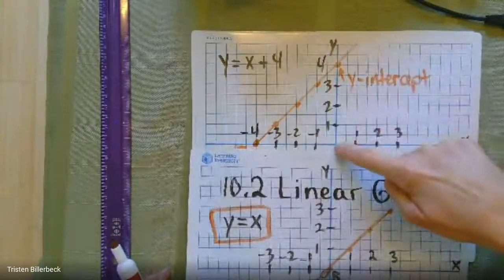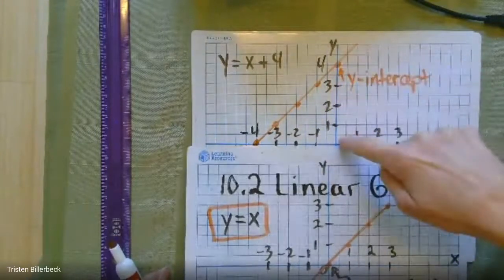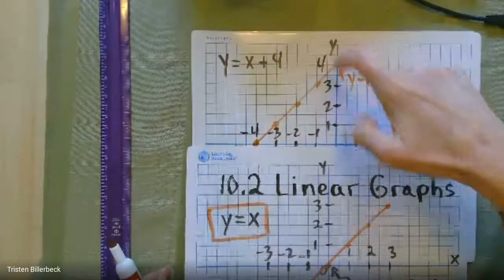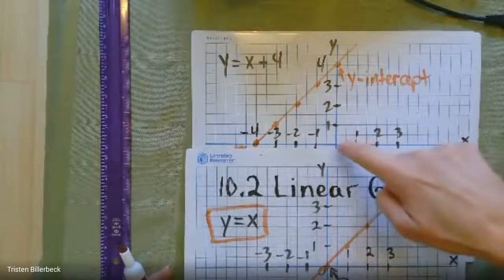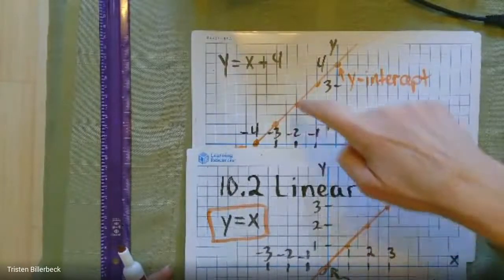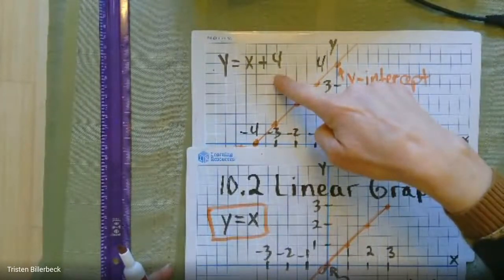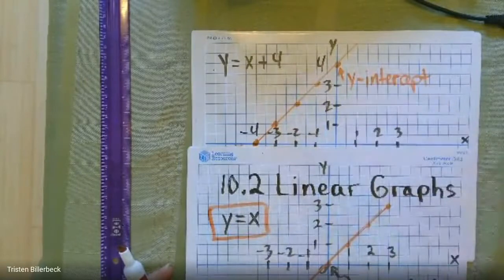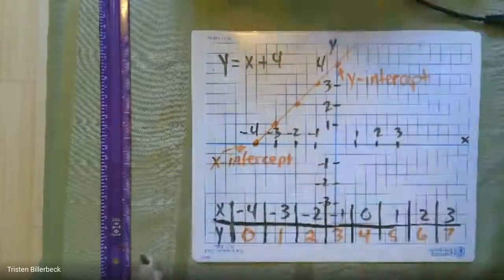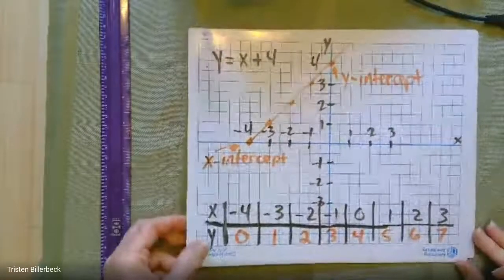Okay, here's the origin. 1, 2, 3, 4. We added 4. Look at that. So we went through the origin here. We didn't go through the origin here because we changed where the graph was going to go through the y-axis by adding 4. Okay. So let's see if that works for our next one.